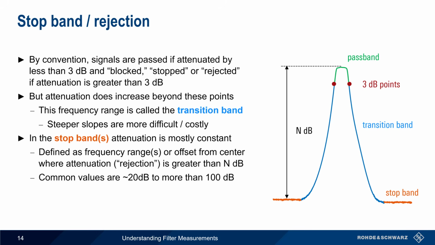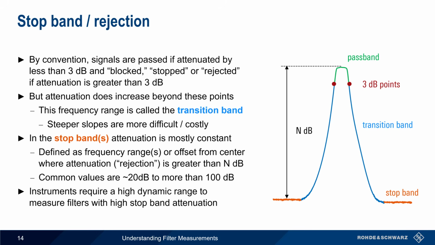From a test and measurement point of view, it's important to remember that instruments typically require a high dynamic range and/or low intrinsic noise to measure filters with high stop-band attenuation or rejection.